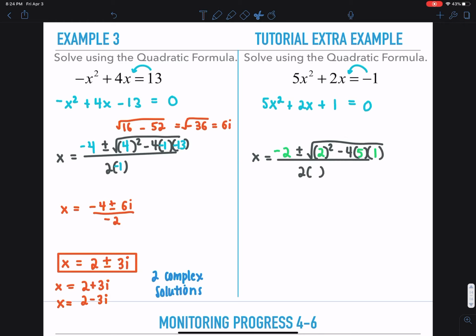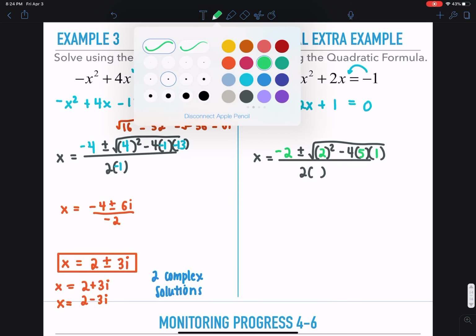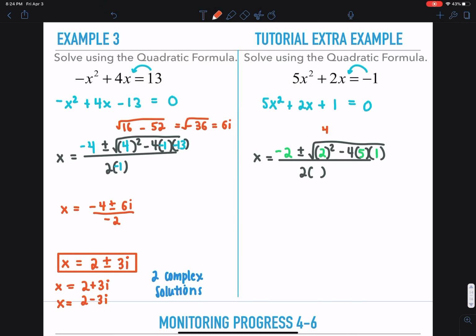Just slide this down. So figuring out our square root, 2 squared is 4. And then 4 times 5 is 20. So we have the square root of 4 minus 20, which is the square root of negative 16. The square root of negative 16 is 4i. And that's all over 2 times our a value, which is 5.